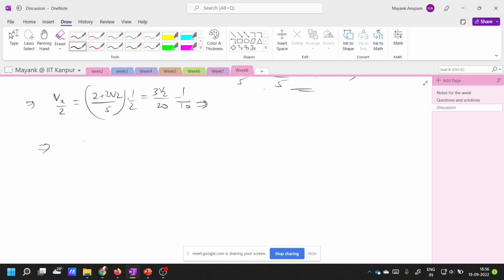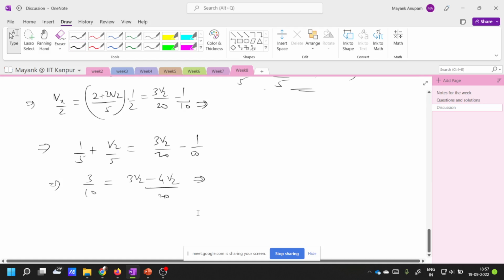Yeah. Now it is equal to what? It is equal to 1 by 5 plus V2 by 5 is equal to 3V2 by 20 minus 1 by 10. So you get what? What do you get here? 1 by 5 plus 1 by 10 becomes 3 by 10 is equal to 3V2 by 20 minus 4V2 by 20.